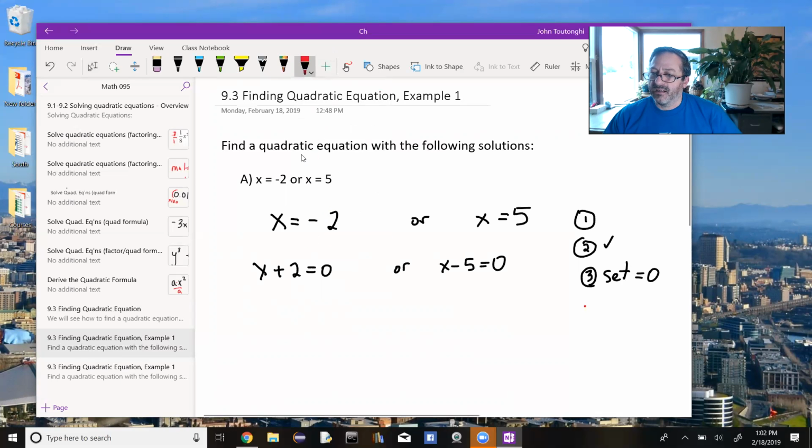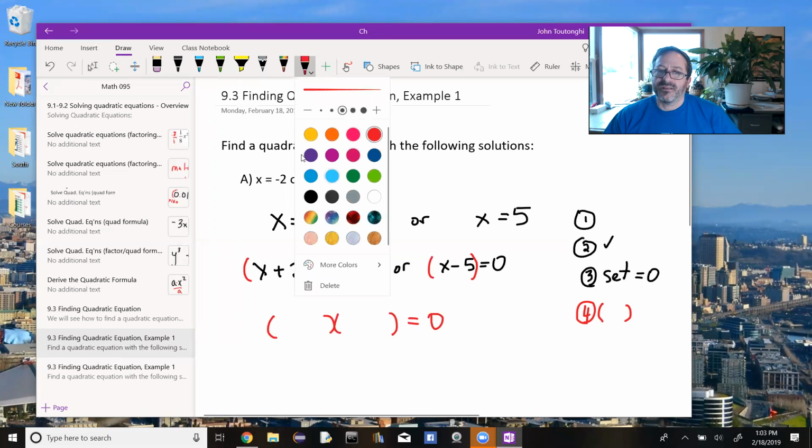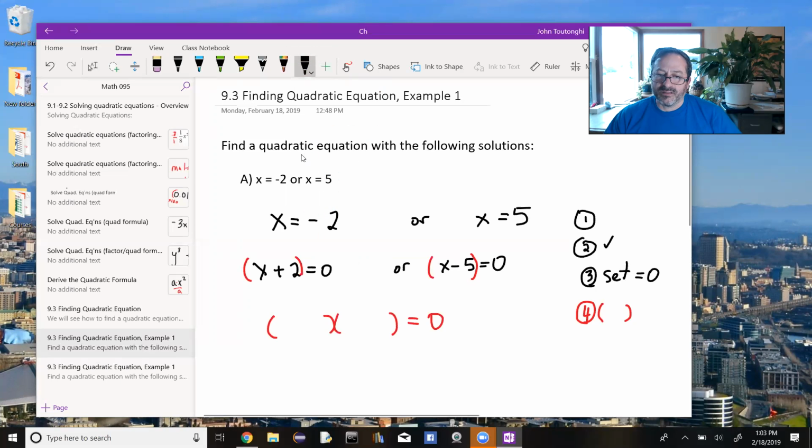So I can take those factors, maybe throw them in parentheses, and then we just take those factors and multiply them and set that result equal to 0. So the two factors we're talking about are x plus 2 and x minus 5. And actually this would be a quadratic equation with those two solutions, but they generally want us to simplify this out or multiply it out.